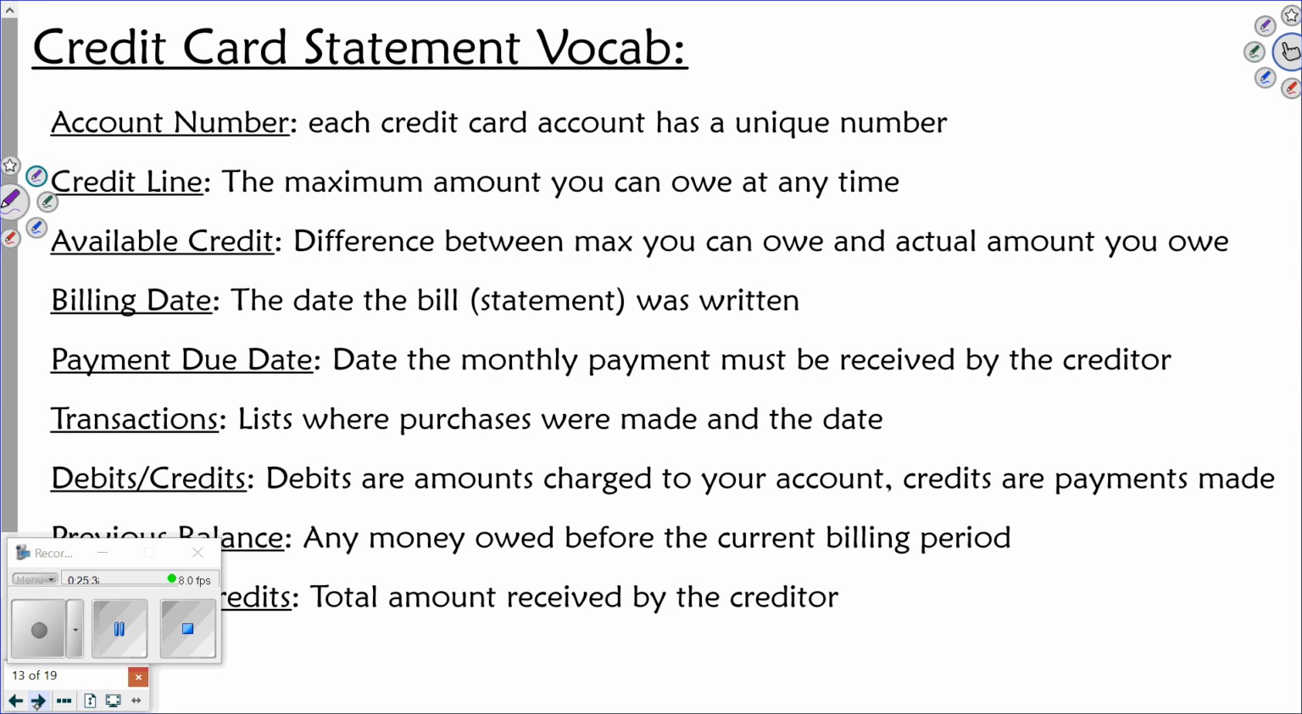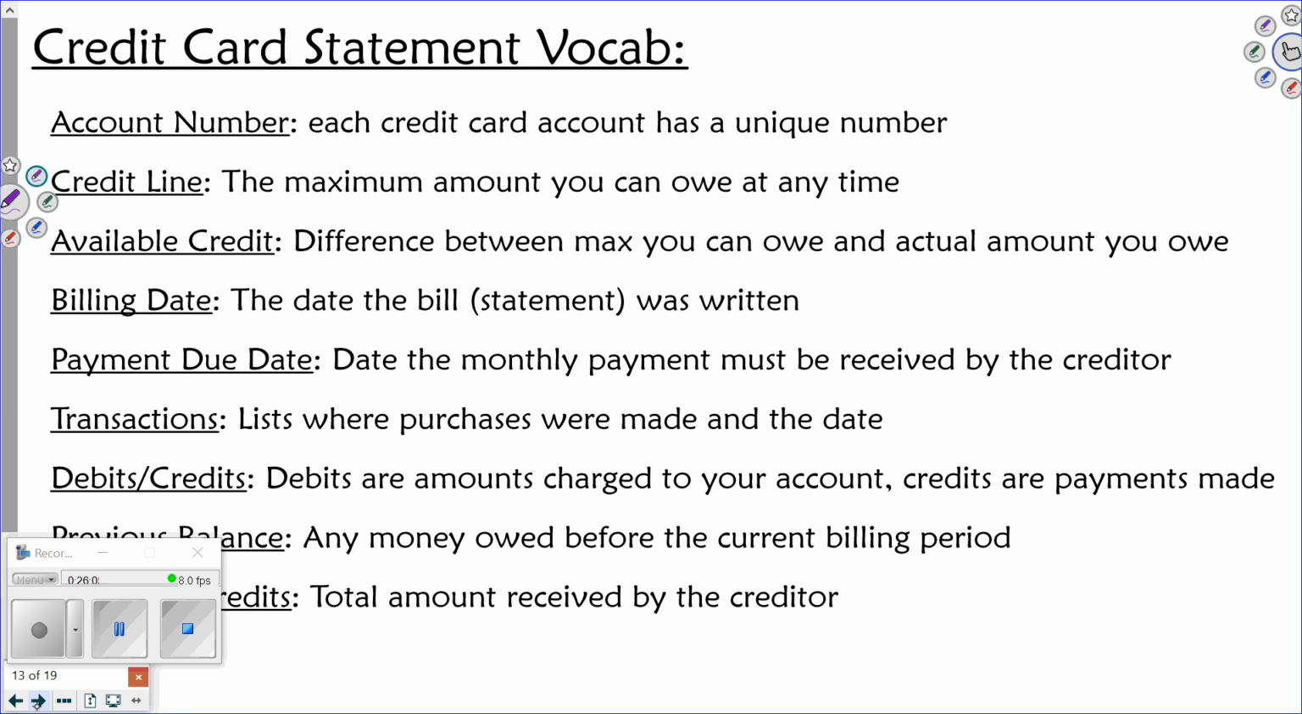Available credit is the difference between the maximum amount that you can owe and the amount that you actually owe. In other words, your available credit is how much more you could charge before you hit your maximum. Your billing date is the date the bill was actually written. And then there's a payment due date, the date that your payment must be received. So you're going to see two dates on there: the day that they actually made your bill and printed it versus the day that your payment is due.